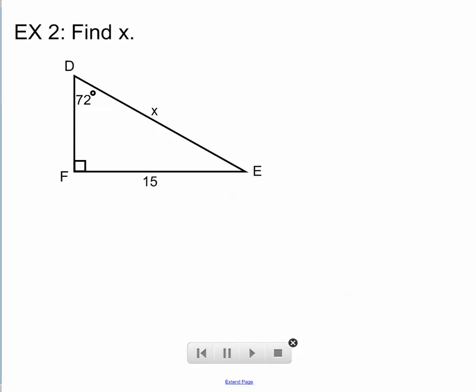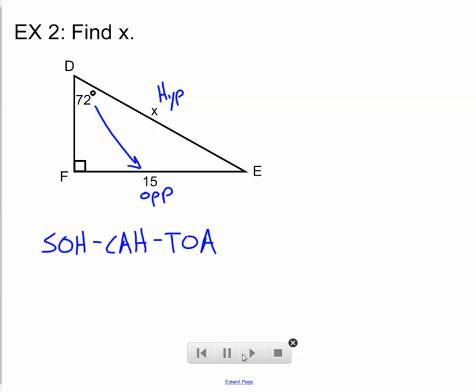All right, let's go through this a couple more times. Here's our trig ratios, sine, cosine, and tangent. We are looking for the hypotenuse this time, the side across from the right angle, and we're given the side opposite of a 72-degree angle. The only trig ratio we know that uses these two sides, opposite and hypotenuse, is sine. So we'll set this up as the sine of a 72-degree angle equals its opposite 15 over its hypotenuse x.